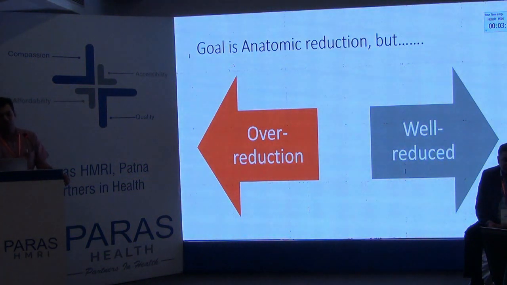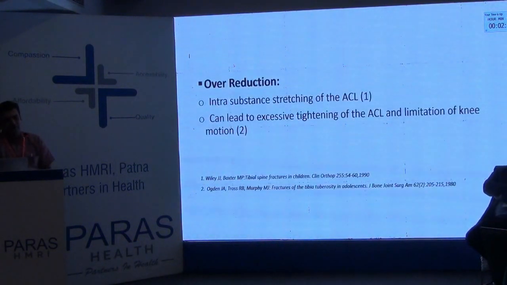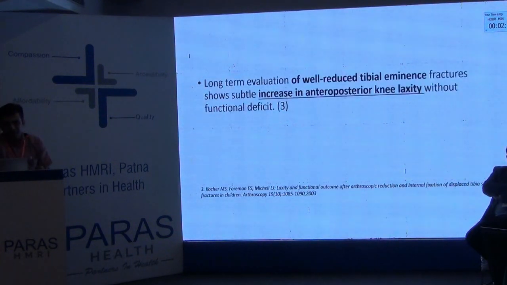Now next is, the goal is always anatomical reduction, but do we have to go for over-reduction or just accept a well-reduced tibial spine avulsion? Because invariably almost all tibial spine avulsion fractures have an intrasubstance stretching of the ACL. So over-reduction can lead to excessive tightening of the ACL and subsequently limitation of knee motion. But long-term evaluation of well-reduced tibial eminence fractures shows a subtle increase in anteroposterior knee laxity without any functional deficit. So all that is required is to reduce it properly, need not over-reduce.